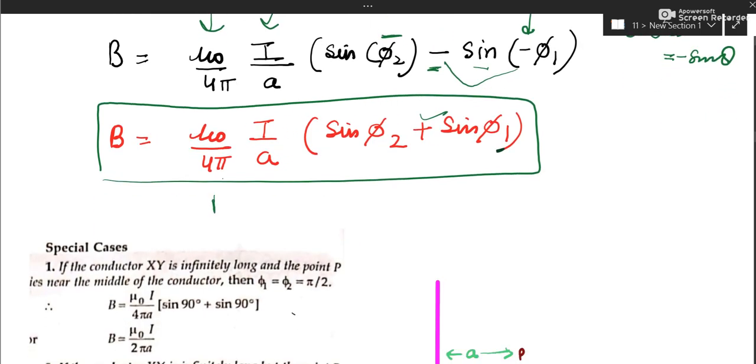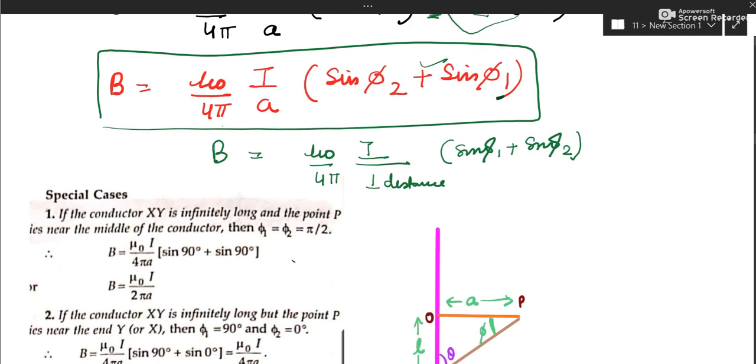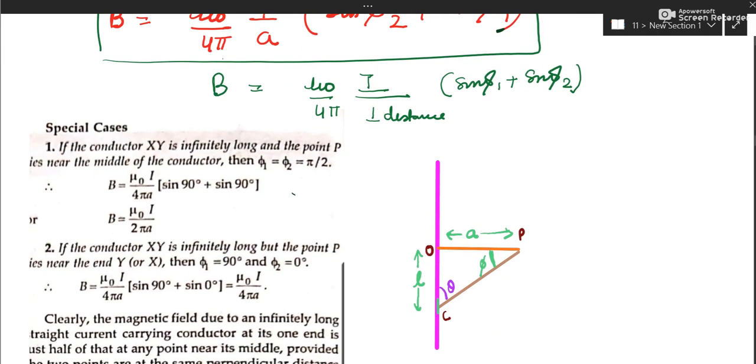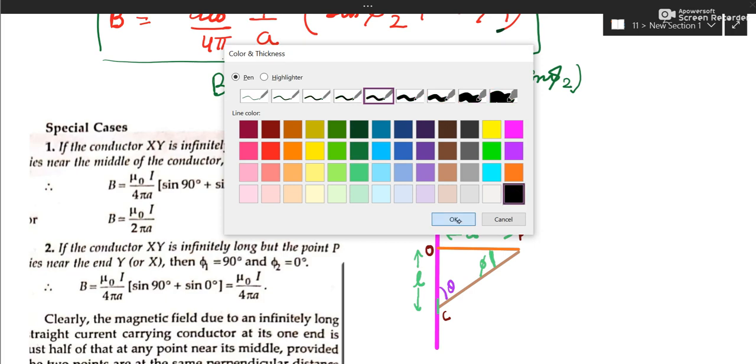And how do I memorize it? I memorize it like this: mu naught by 4 pi. I don't memorize in terms of A, because A can be occupied in the numerical for some other thing. So I always memorize it as I by perpendicular distance. Now here it is sine phi 1 plus sine phi 2. These are the angles, phi 1 and phi 2, the angles between the ends to that point. Now we have some special cases. Let us see these special cases as well.